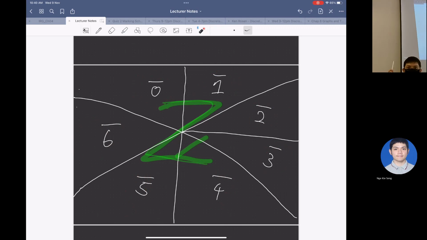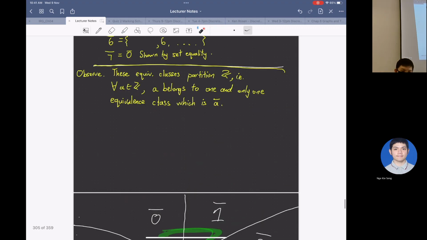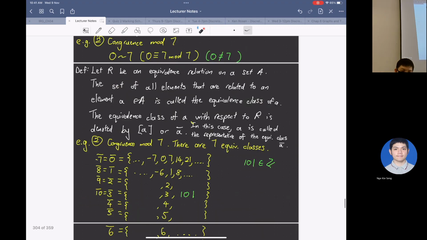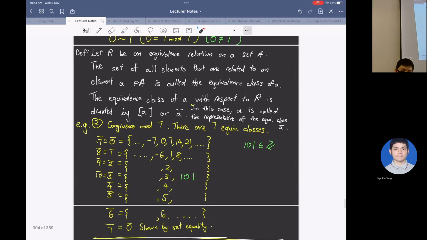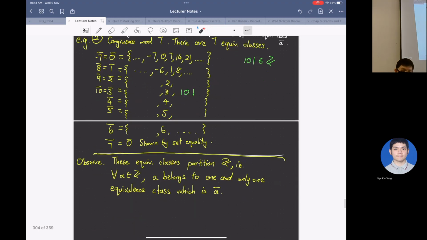Any question on this concept? Any question on this concept? Any question on the concept? No?